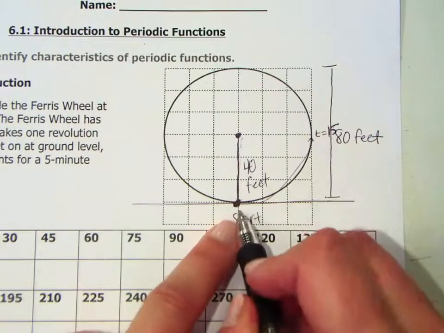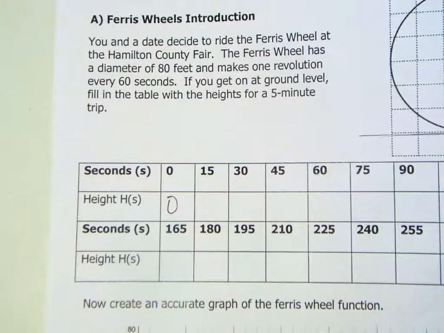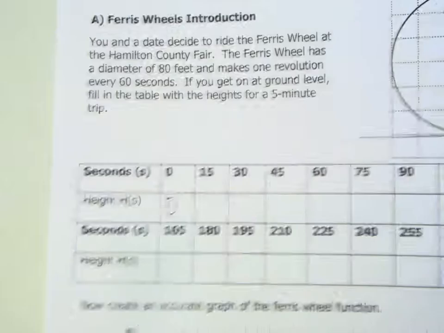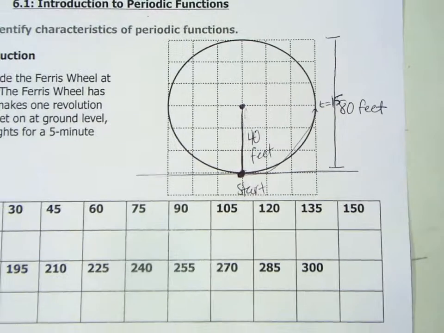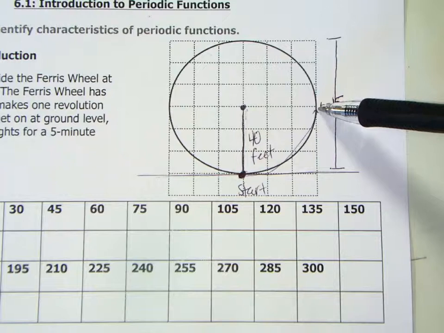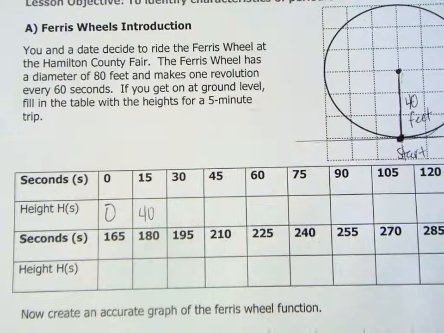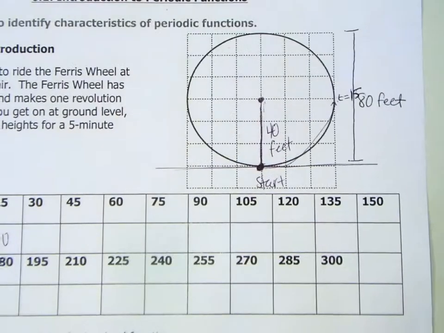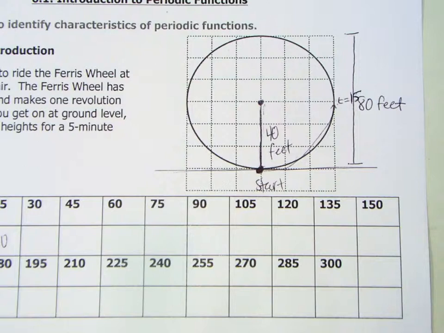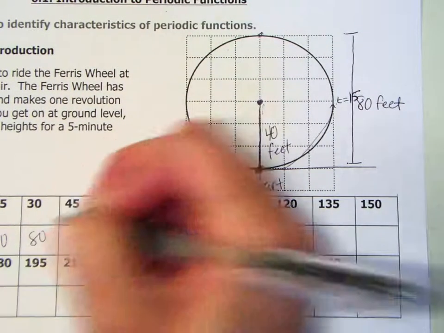So at t equals 0, what's my height? 0, yeah, you can fill that in on the table. After 15 seconds, what is the height of where we are? 40, okay, we're halfway up from the bottom of the circle, so after 15 seconds, we are 40 feet in the air. Where are we after 30 seconds? Exactly. After 30 seconds, we're at the very tip top. We're at 80 feet.